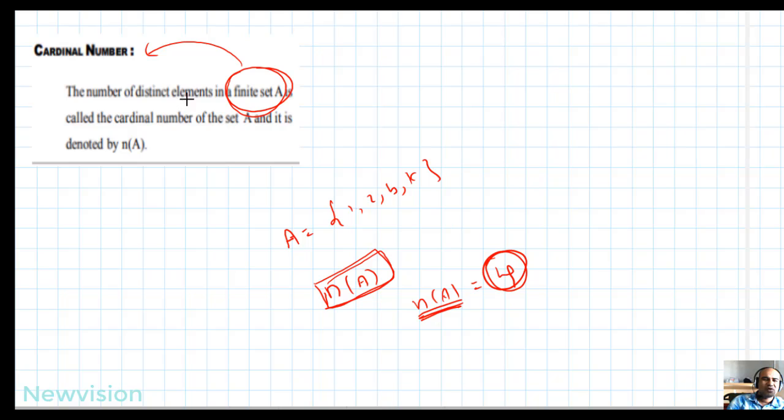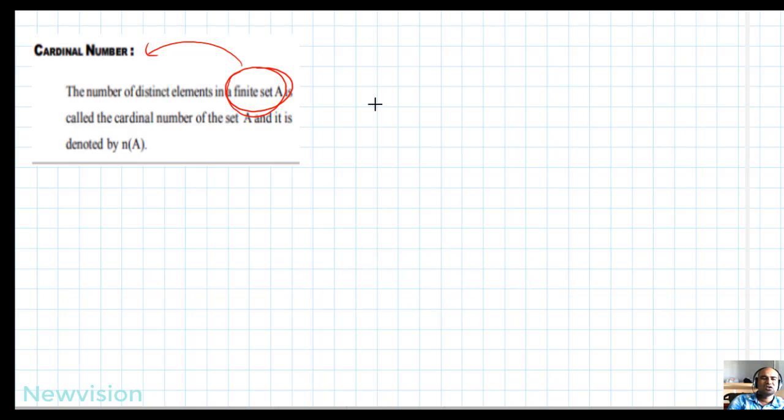Understood? So the number of distinct elements in a finite set A is called the cardinal number of the set A and is denoted by n of A. So cardinal number is defined only for a finite set. So I want to write an example, A equal to x such that x is a letter of the word school.